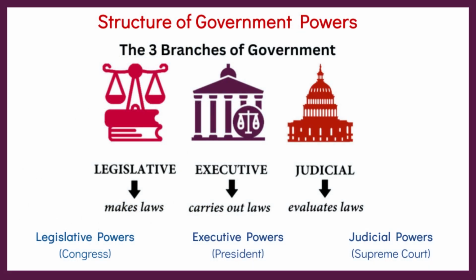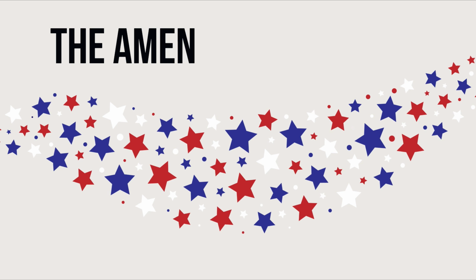A major way that power is limited in our government system is that the government is separated into three branches. You have the legislative powers, which is Congress. They make laws, control the federal budget, and declare war. Executive powers are held by the president. They enforce federal laws, command the military, and conduct foreign policy. And then the third branch is the Supreme Court, which holds the judicial powers. They interpret laws, resolve disputes, and review constitutionality.